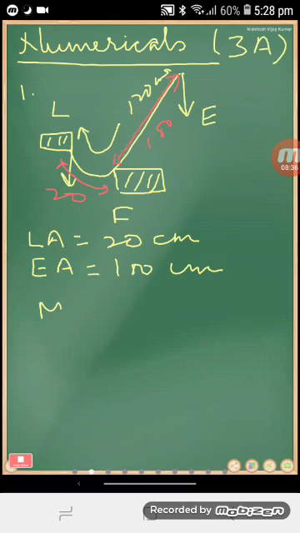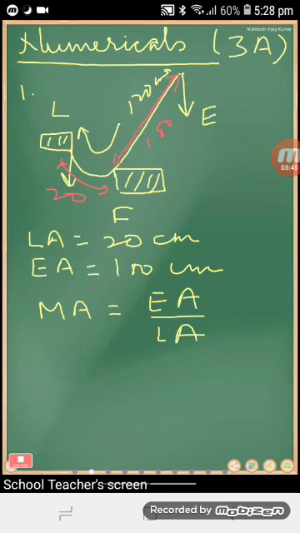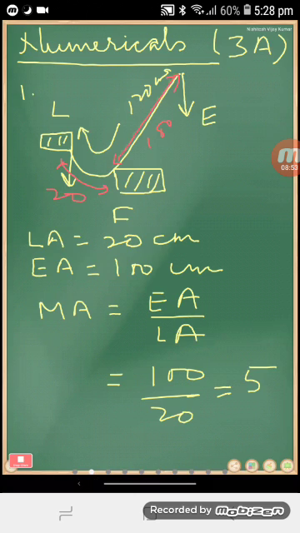As a result, mechanical advantage we have to calculate, which will be equal to effort arm upon load arm, that is 100 upon 20, it comes out to be 5. Okay, so this is the crowbar, and this is how we are using it. Simple one. You just have to identify which type of lever it is, and then you can place the fulcrum, where will be the load, where will be the effort, and accordingly you can find out the load arm and the effort arm. Okay, I move to the next question.